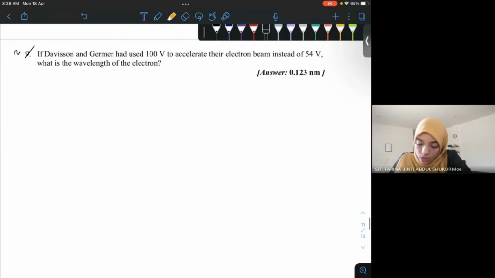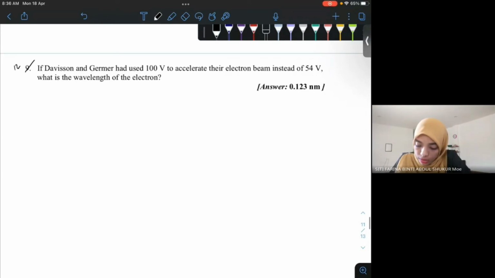Alright, question 9. In Davisson-Germer, if Davisson and Germer had used 100 volt to accelerate the electron beam instead of 54, what is the wavelength of the electron? Okay, so dia kata if kita guna 100 dan bukan 54, apa wavelength kita dekat sini? Okay, this is very direct juga. So basically kita nak cari lambda.